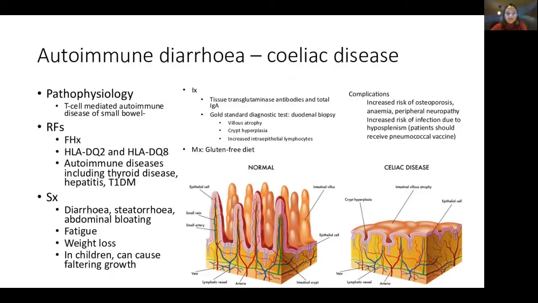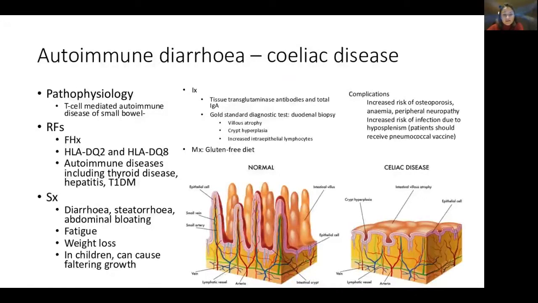But the standard diagnostic test is a biopsy of the duodenum, where you'd find villus atrophy and crypt hyperplasia, and also some increased intraepithelial lymphocytes. So what you see here is, obviously, a simplified schematic version, but instead of having these lovely big villi, they're atrophied, whereas the crypts, there's hyperplasia of the crypts. So it looks flattened out, and the absorptive function of the bowel will be affected, obviously.